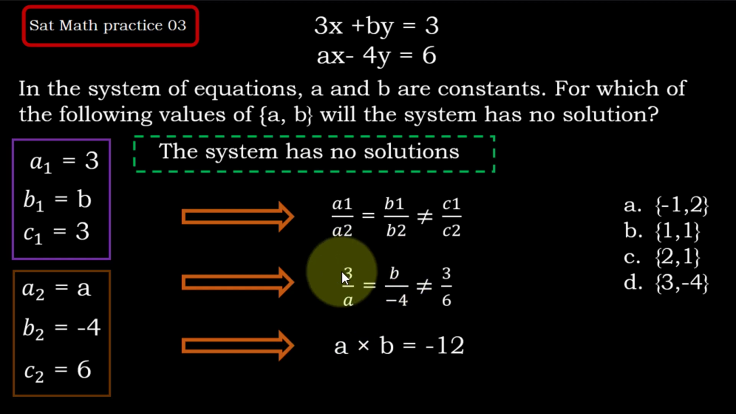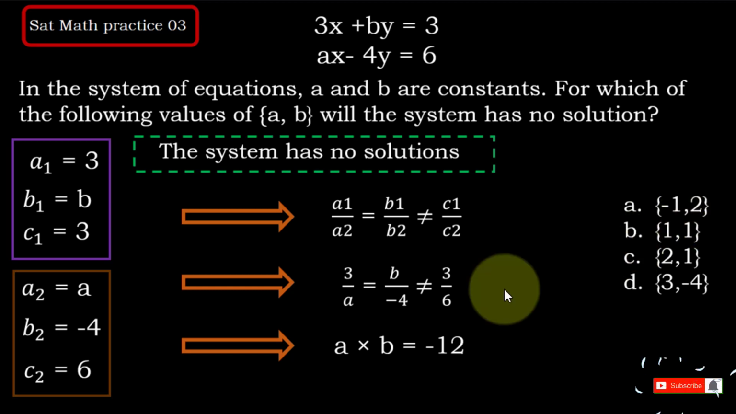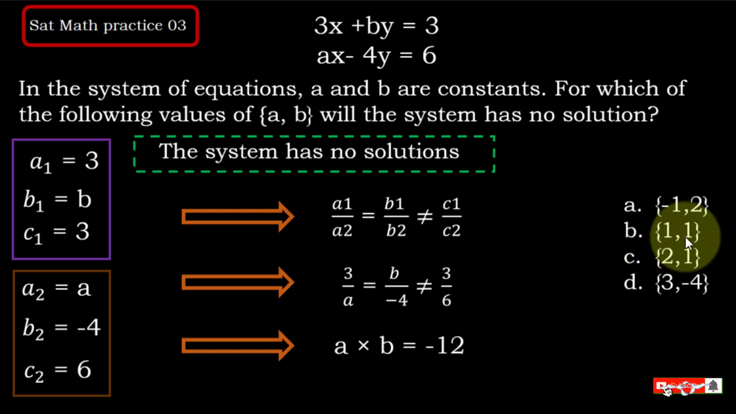A times b equals 3 times negative 4, so a times b will be negative 12. Okay, 3 times negative 4 is negative 12. So which two numbers have a product of negative 12? We can try. Negative 1 times 2 is negative 2, which is not negative 12. 1 times 1 is 1.